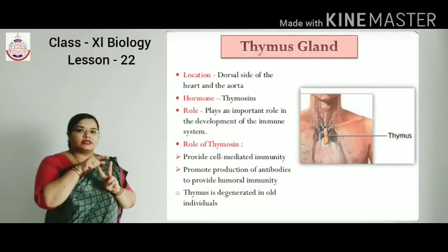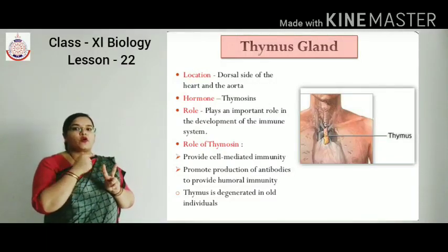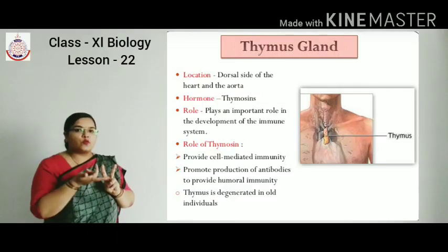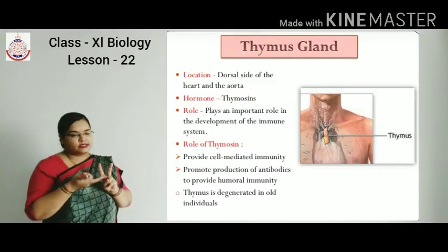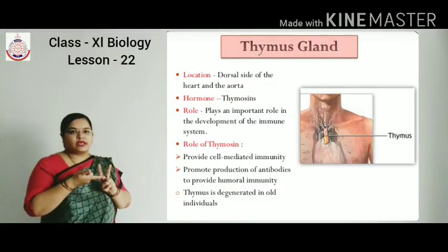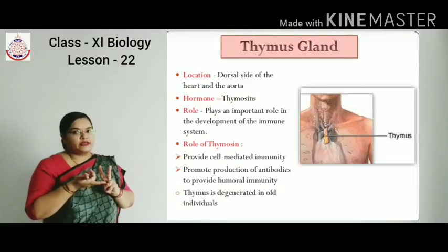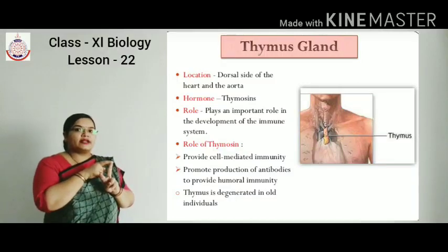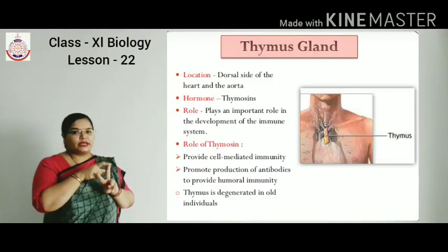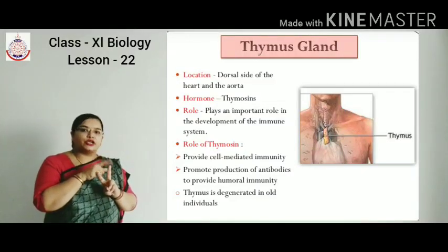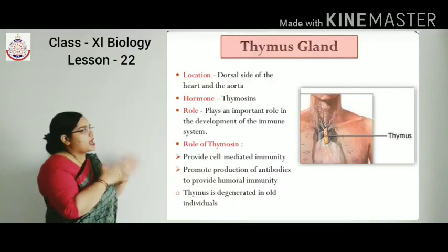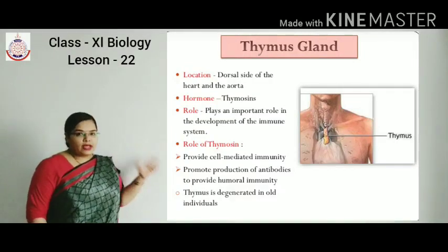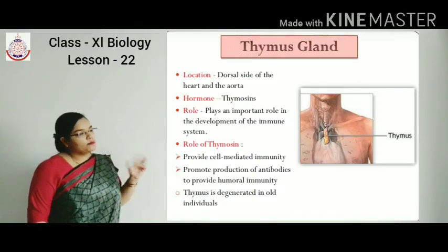Now this thymosin hormone also promotes the production of antibodies. Which cells produce antibodies in the body? Yes, B lymphocytes. So it also stimulates B lymphocytes to produce antibodies. And production of antibodies provides what kind of immunity? Yes, humoral immunity. So the main function of the thymus gland is that it helps in providing immunity to the person.